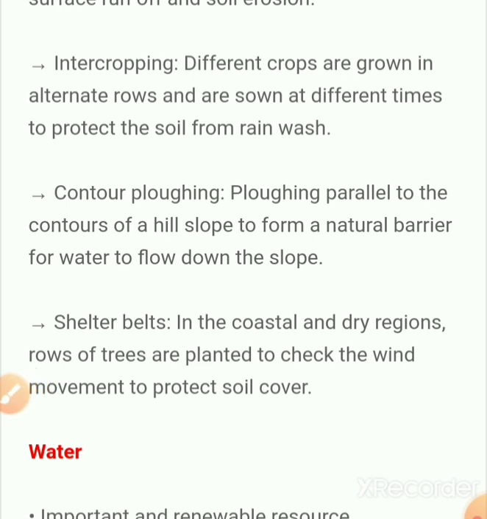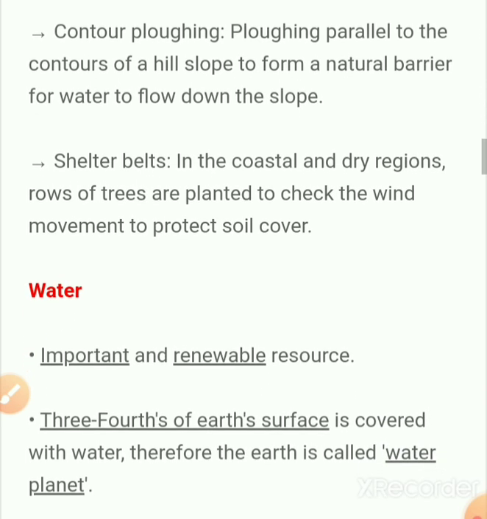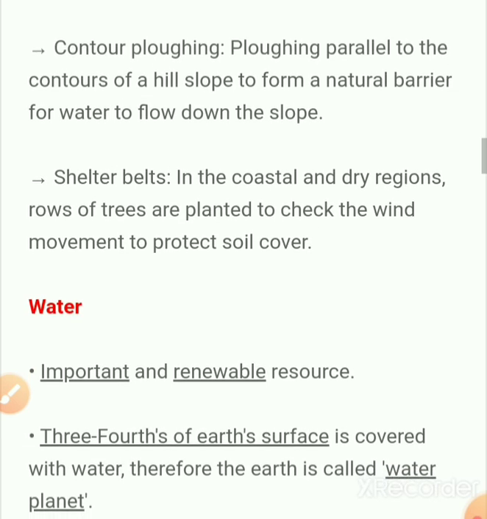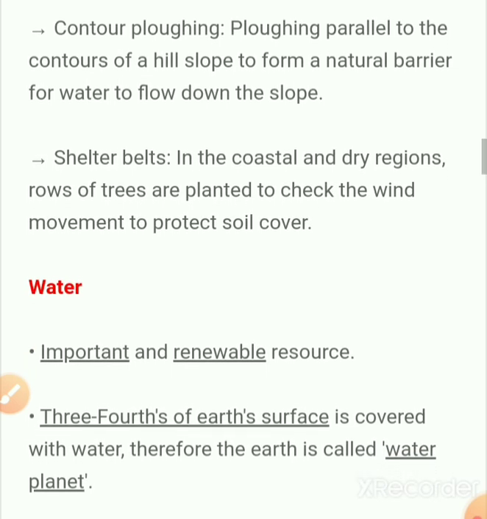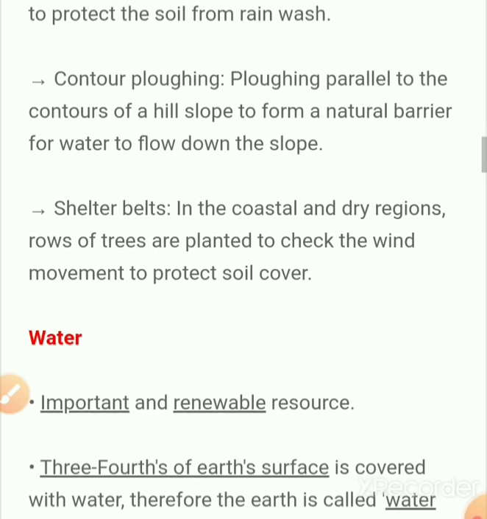We can even see soybean plus cotton, then sugar cane plus vegetables like lady's finger or brinjal, different crops in different areas. Then next comes contour ploughing, ploughing parallel to the contour of the hill slopes to form natural barriers for water to flow down the slope. That picture is there in the textbook, contour ploughing.